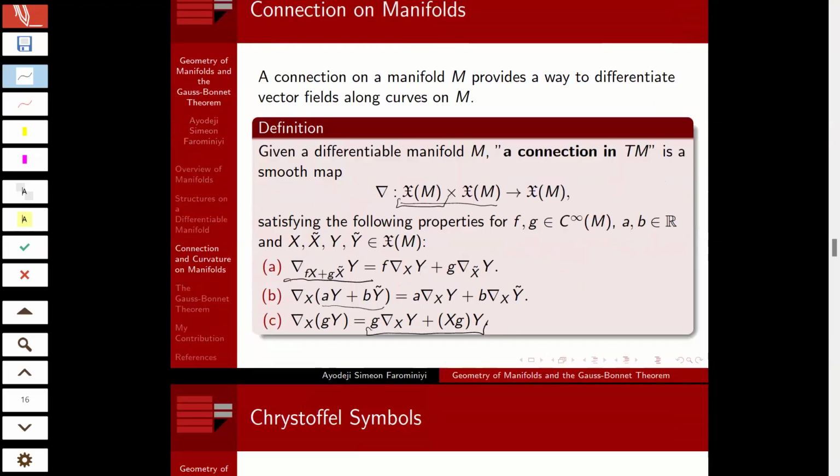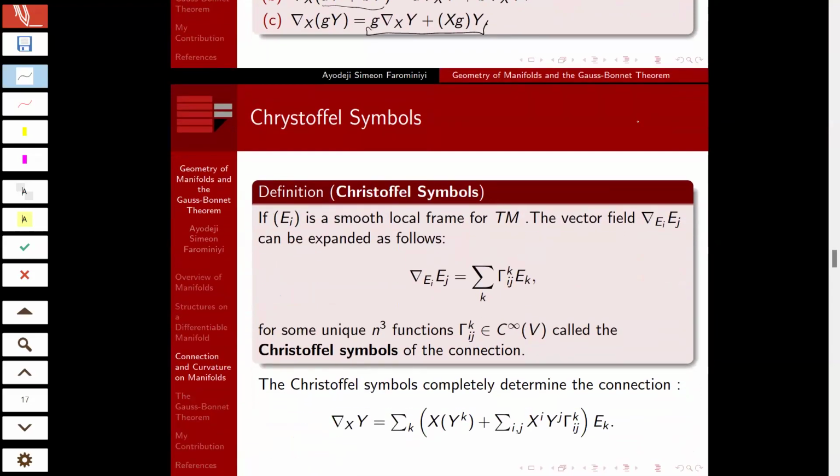And the next is to talk about the Christoffel symbol. If we have E_i to be a smooth local frame for the tangent bundle TM, the vector field that is the covariant derivative of one of the components of the local frame, E_j, with respect to E_i, can be expanded as follows, where each of these are called the Christoffel symbols of the connection. For an n-dimensional manifold, we are going to have n to the power 3 of them because we have 3 indices here, i, j, k. The Christoffel symbols completely determine the connection. So if I want to know about a connection, I only need to compute the Christoffel symbols.